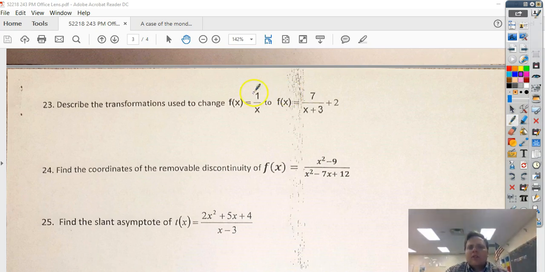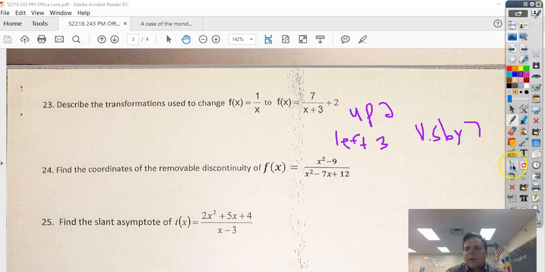Let's see. Describe the transformation you use. I went from a 1 to a 7, from x to x plus 3, and I didn't have anything after the function. I have a plus 2. Well, I know that plus 2 out here means up 2. And I know the plus 3 next to the x means left 3. But what does the 7 mean? How would you change a 1 to a 7? Because you can't just straight add something. You know, that's not what's happening. What could I have done? That's right, I could have multiplied by 7, right? And that would give me a vertical stretch by 7.